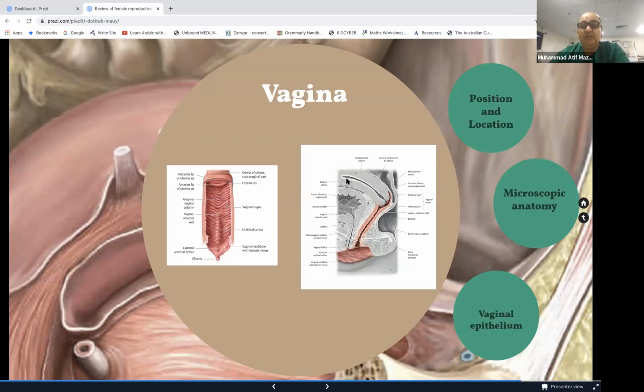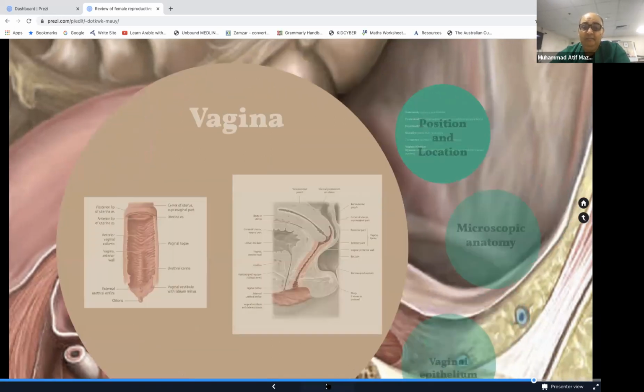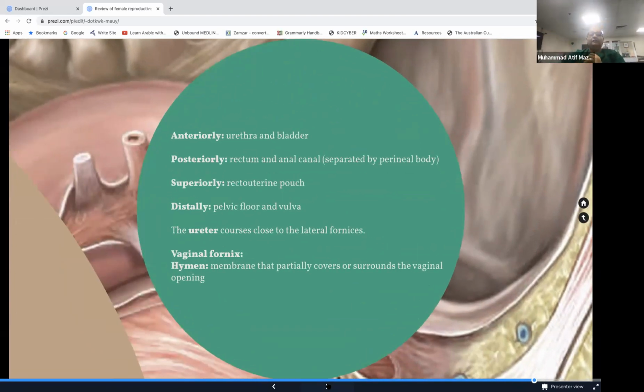If we go into a female body, into the pelvis, you can see how the uterus is located. The cervix is looking into the vagina, and you can see these fornices. This is the rectum, and this is the urinary bladder, and these are opening in the perineum. So this is the vagina. And we need to be good with that. What are the structures present in front, who's behind, who's superiorly, and who's below? In front, anteriorly, what do you expect? Urethra and bladder. Posteriorly, rectum. Superiorly, we have the pouch, we talked about that, the pouch of Douglas, and distally we have the pelvic floor and the vulva.